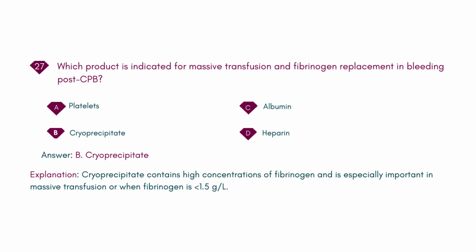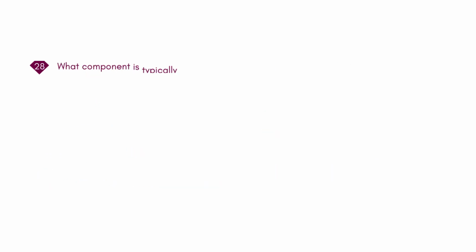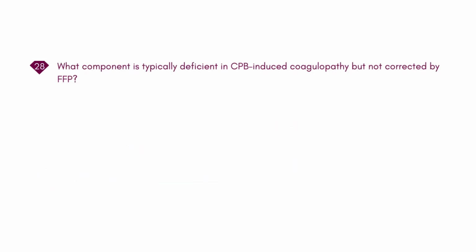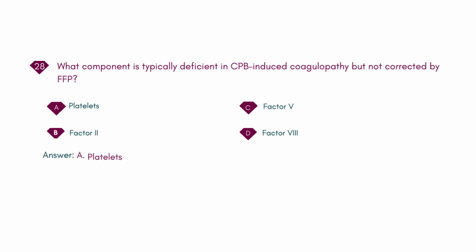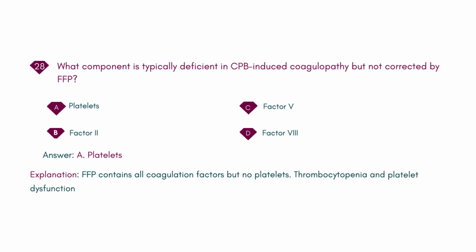than 1.5 g/L. What component is typically deficient in CPB-induced coagulopathy but not corrected by FFP? A. Platelets. B. Factor 2. C. Factor V. D. Factor 8. Answer: A. Platelets. Explanation: FFP contains all coagulation factors but no platelets. Thrombocytopenia and platelet dysfunction are common post-CPB and require platelet transfusion.